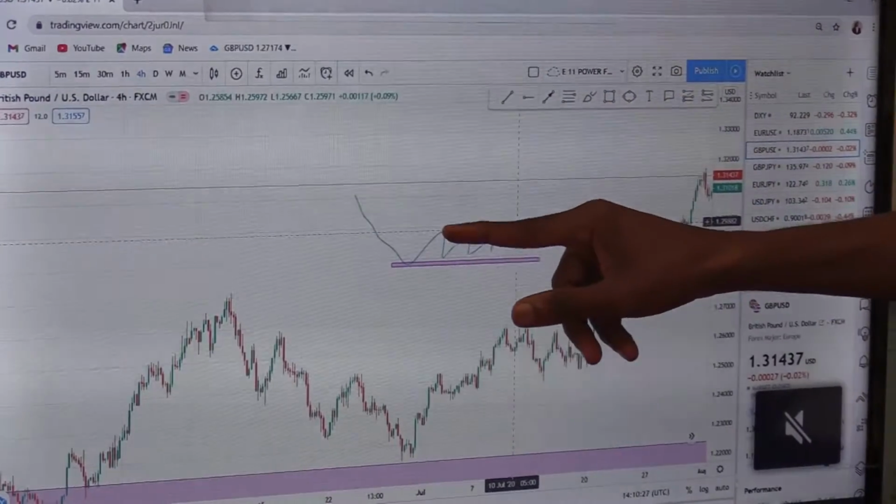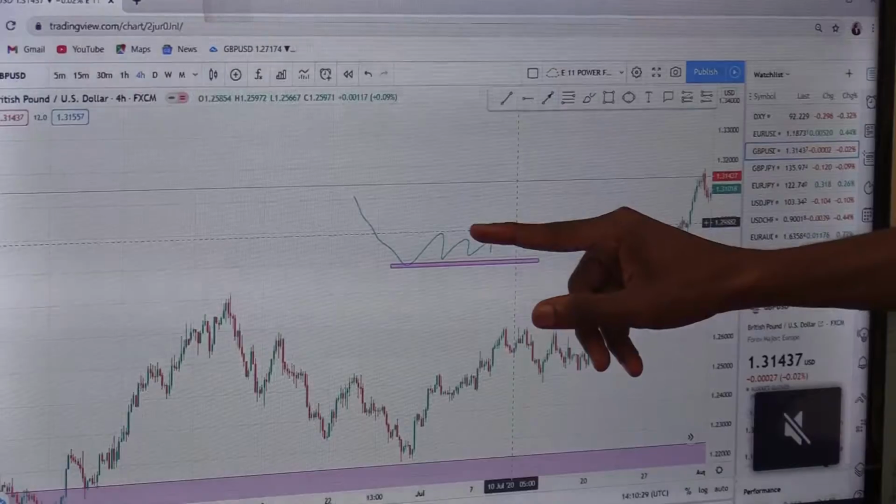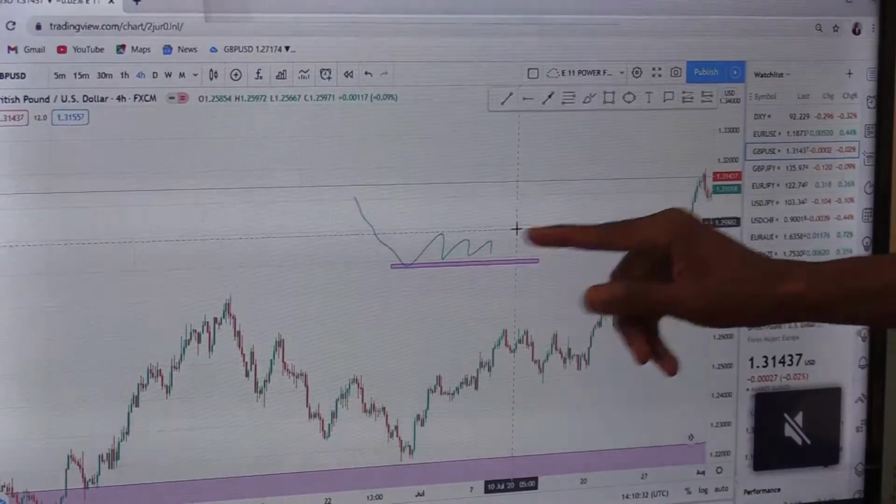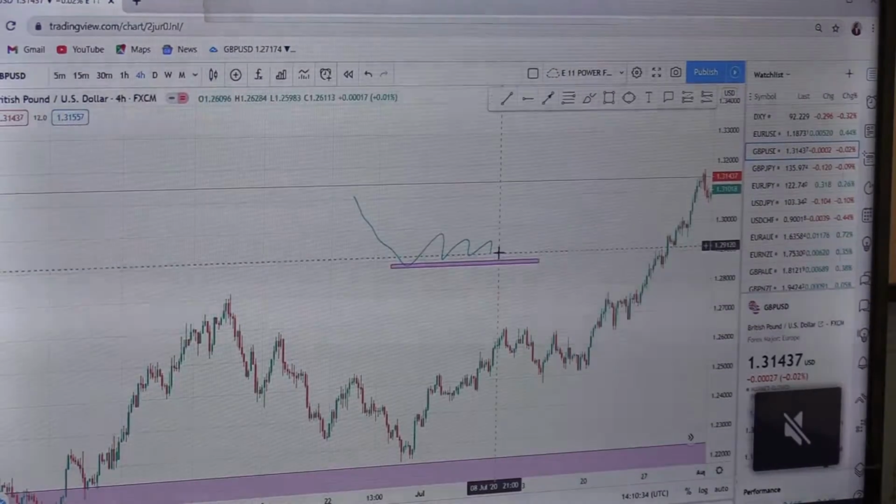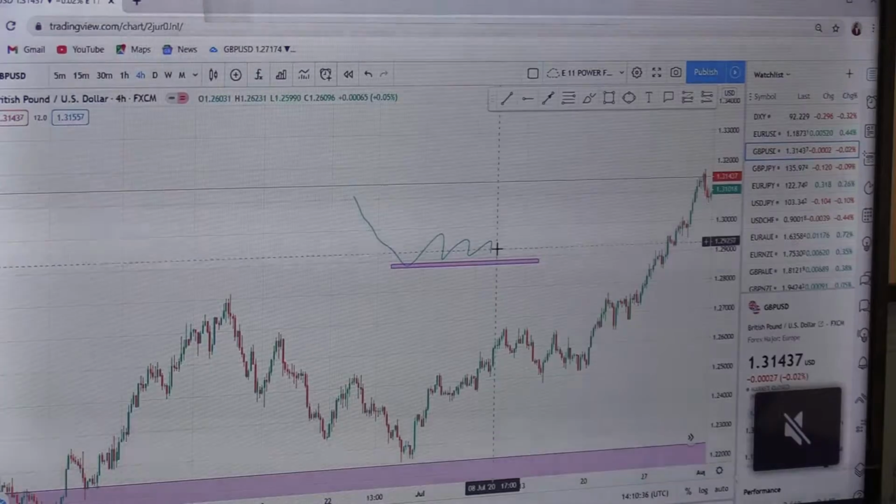So if you bought there, you were not wrong. You bought again there, you were not wrong. You bought again there, you were not wrong. But you need to understand that this support level cannot hold forever, right?